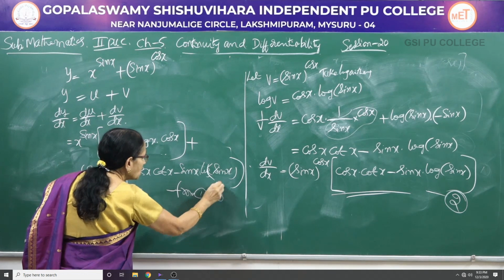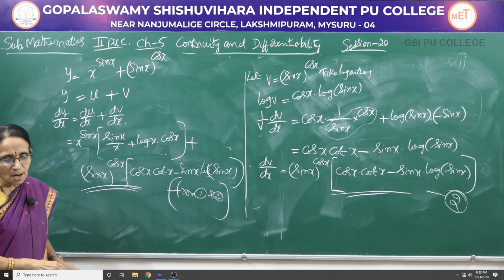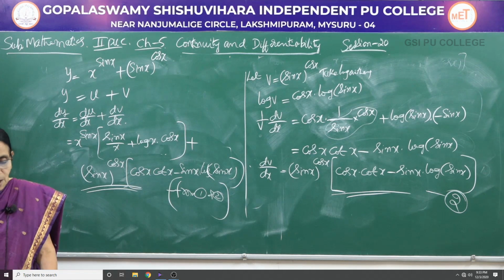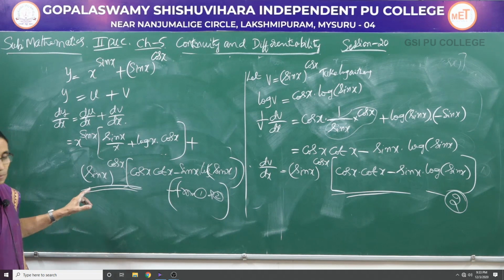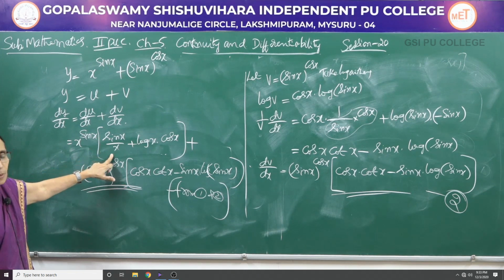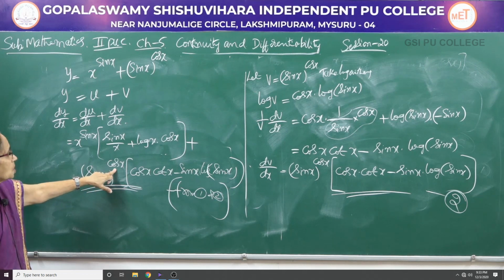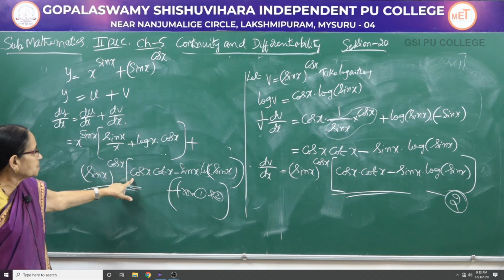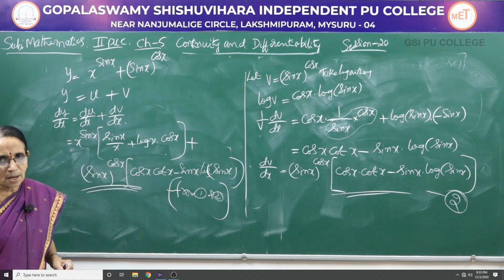That is why I had given the numbers there. So this is the answer. That is the derivative of both of them. So this is the procedure we adopt to arrive at the result here. So the first part is x power sin x into sin x by x plus log x into cos x. Second one, sin x to the power cos x, the given function, that is v into cos x into cot x minus sin x into log of sin x.